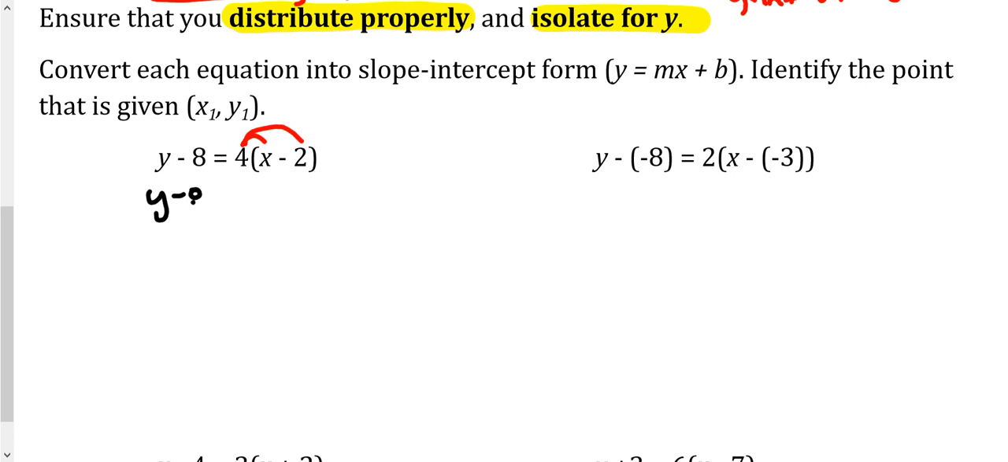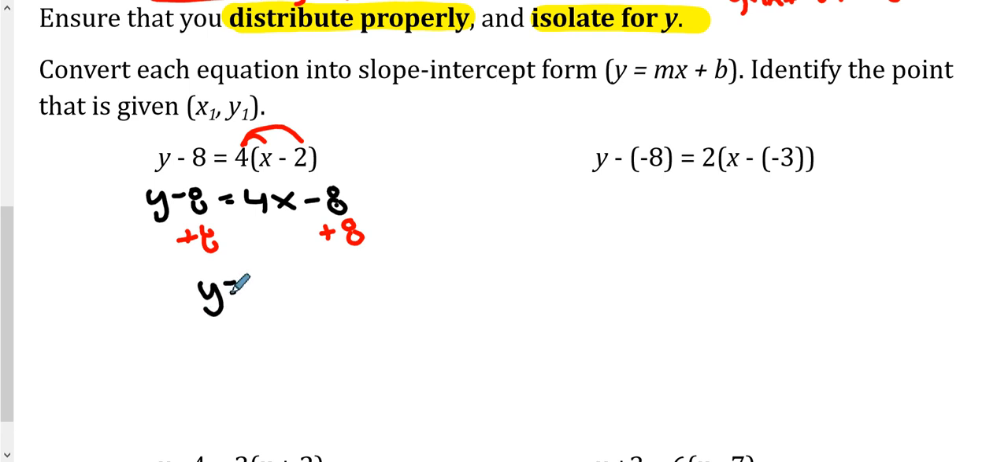So nothing changes to my left side. But now I have a 4x minus 8. Then I want to bring that minus 8 over. I'm going to do the opposite to get rid of it. So I'm adding 8 to both sides.